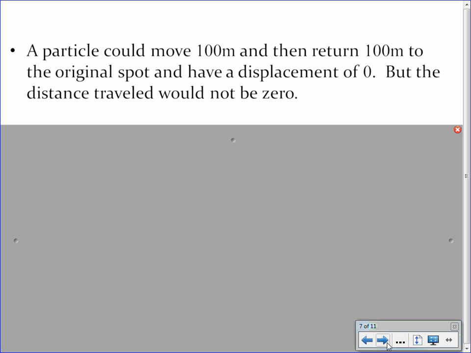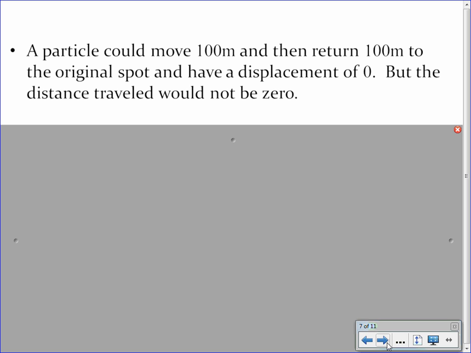Now we're going to talk about distance traveled. If we have a particle that moves 100 meters and then returns to the original position, it has a displacement of 0, but it has not traveled 0 meters. How far has it traveled? It's traveled 200 meters.